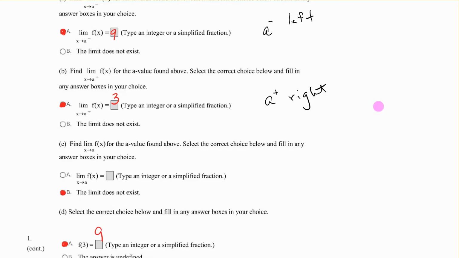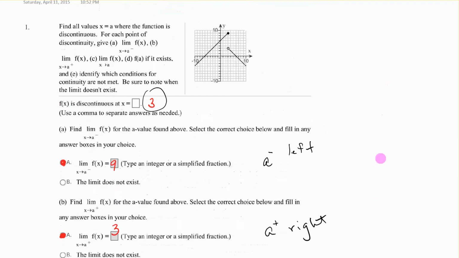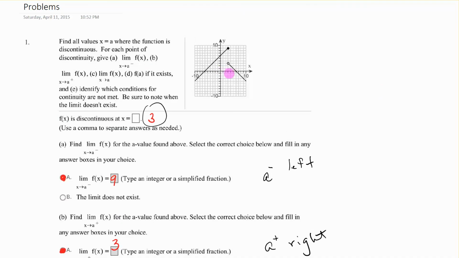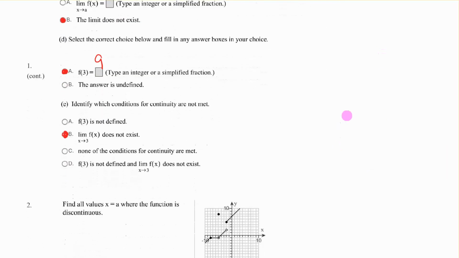And then it says, okay, what's the general limit? Not left or right, but just in general. Well, if those are two different things, then the limit does not exist. Next, it wants us to find f of 3. Well, if we look at 3, where's the closed-in circle? It's up here. So f of 3 is 9.